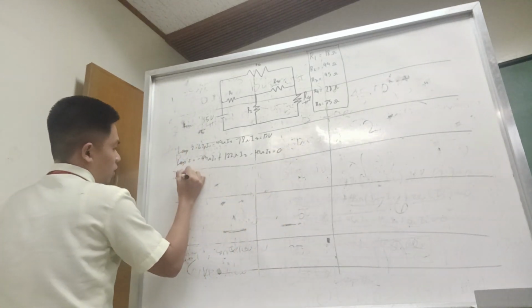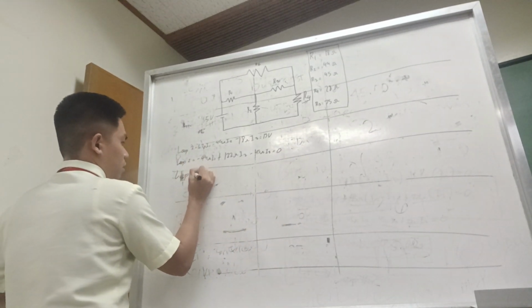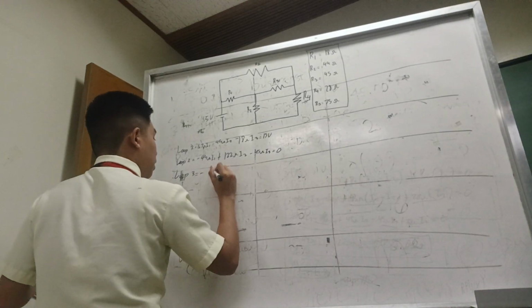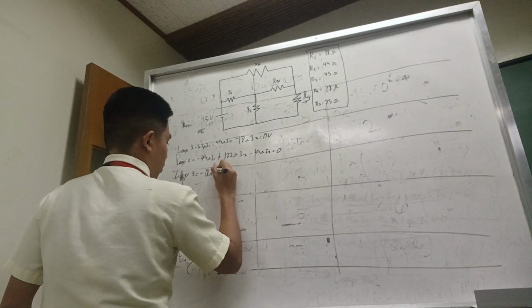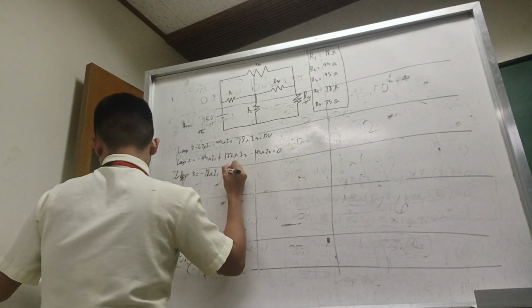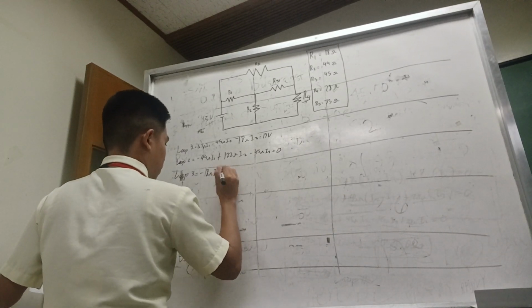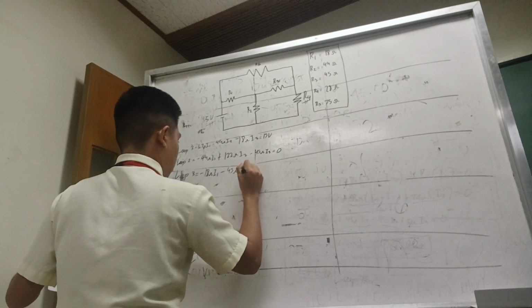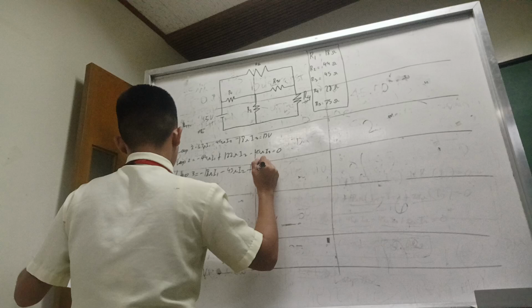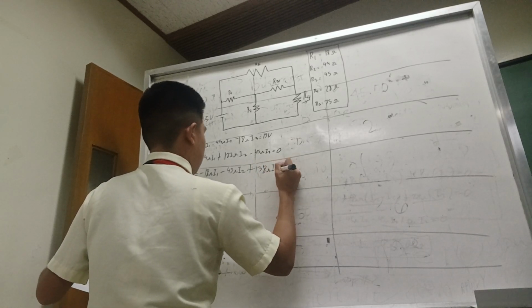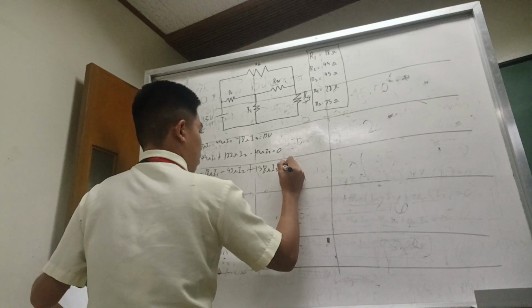So loop 3, the finale, is equals to negative 18 ohms I1 plus negative 45 ohms I2 plus 138 ohms I3 is equals to 0.